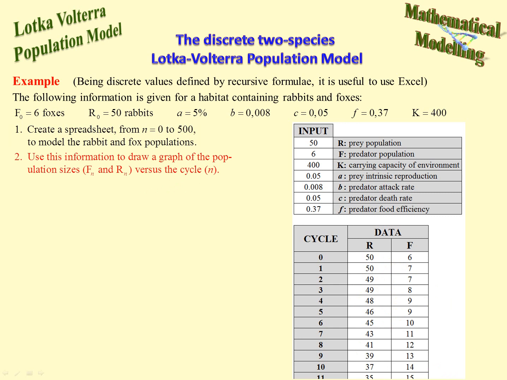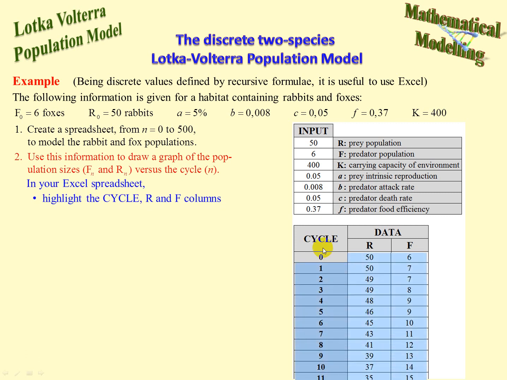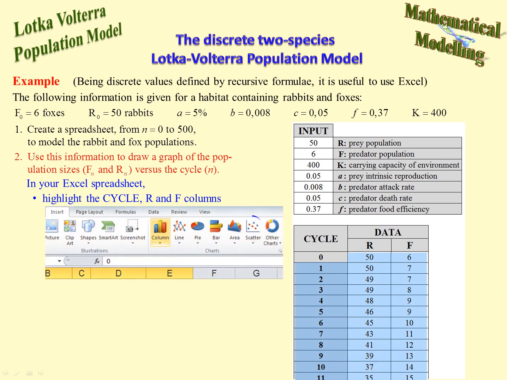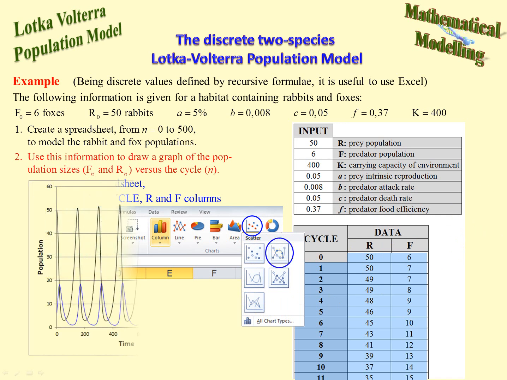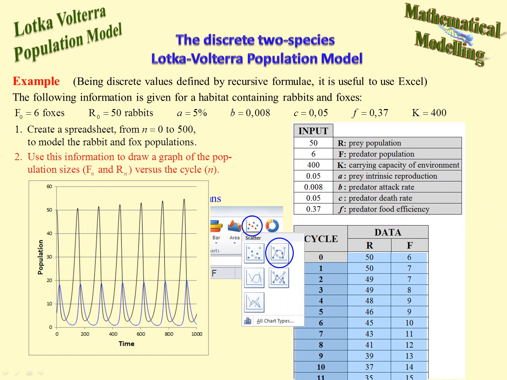Now, the next question says, use this information to draw a graph of population sizes F and N versus the cycle, which is N. So how do we go about that? In your Excel spreadsheet, highlight the cycle. There we highlight across there and down, N and F columns. Then we go to Insert, Scatter, that means Scatterplot. When you click it, you automatically get this drop down. And now we're going to click that one because that's the two separate graphs. We're going to click that one there, and it gives us the graph automatically on the system.